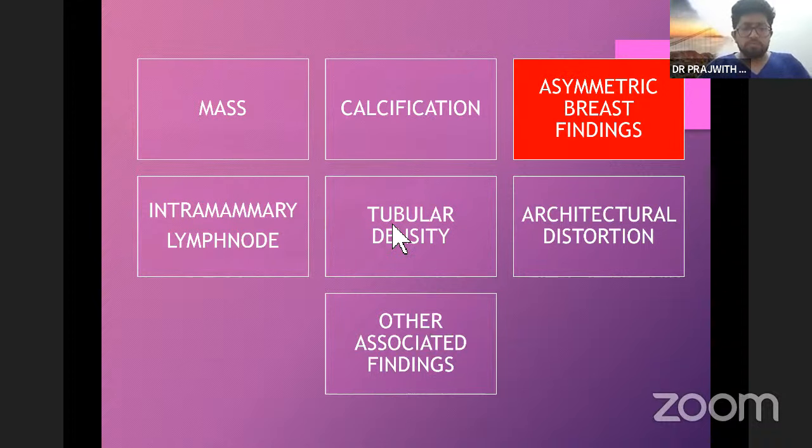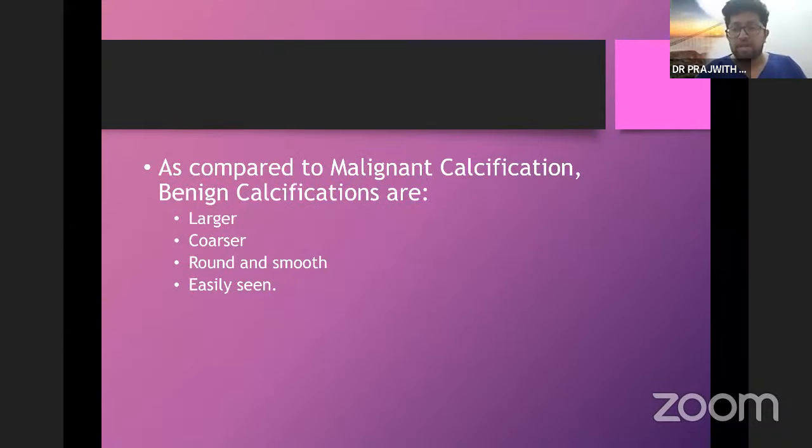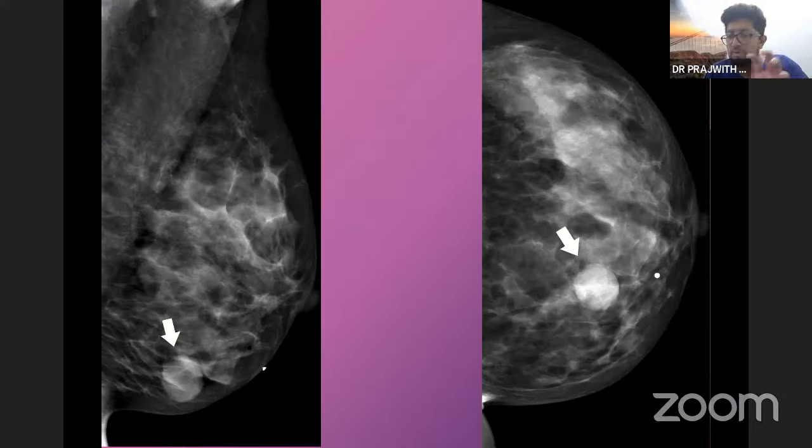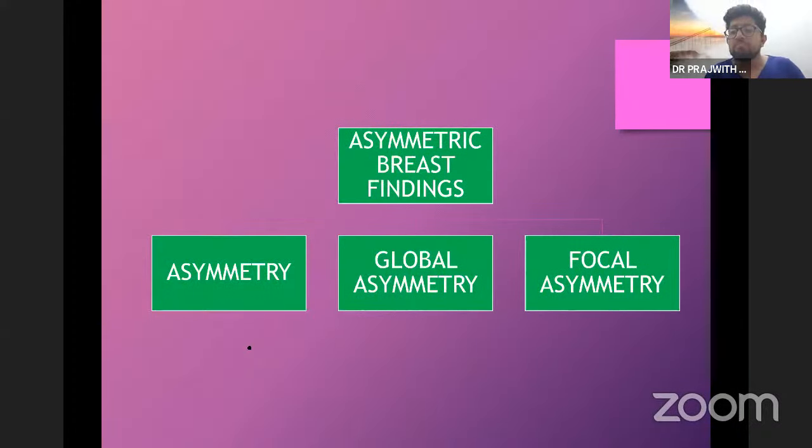So the next thing that we have to see is asymmetric breast findings. We know that whenever we see a lesion which is seen in 2 dimensions and has a convex border, it is considered a mass. Whenever we report mammography, we call this lesion a mass. Now, whenever we see some density which does not have a convex border and is not seen in 2 dimensions, that's when we call it an asymmetric breast finding.